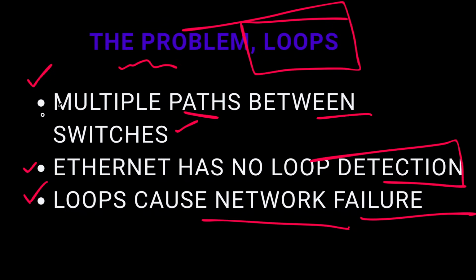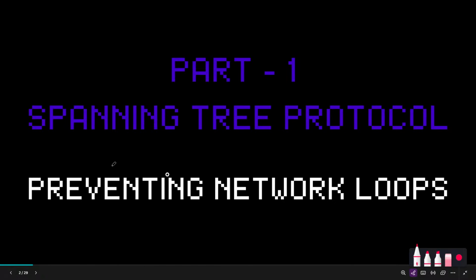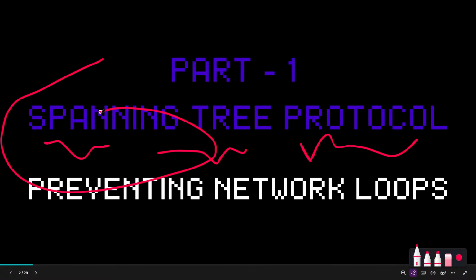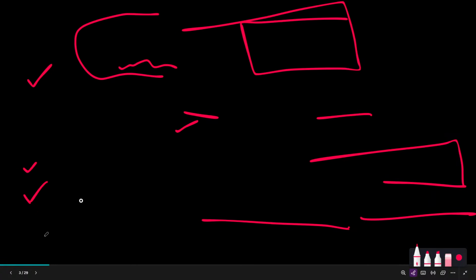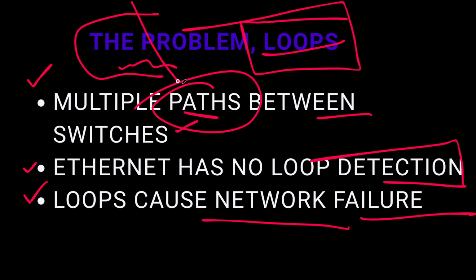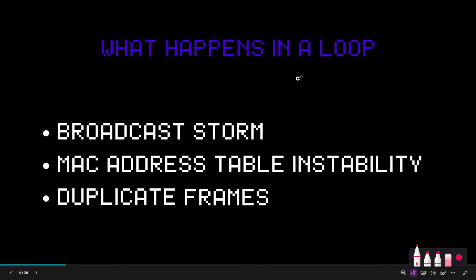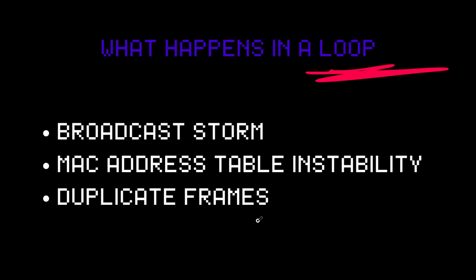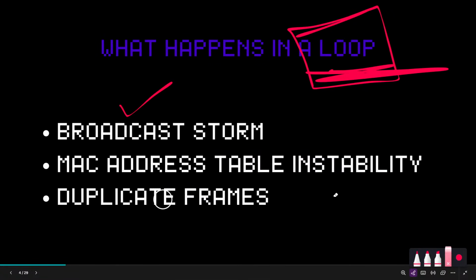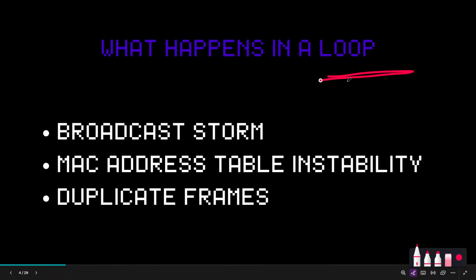This is the working, or we can say this is the thing about the spanning tree protocol. It basically prevents the loops in the switch. Multiple paths between switches, this is the problem. And what happens in a loop, as you can read here: there are duplicate frames, there's a broadcast storm, there's MAC address table instability. So this is what happens in a loop.